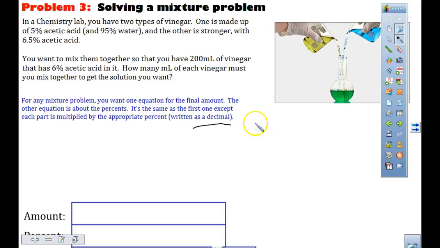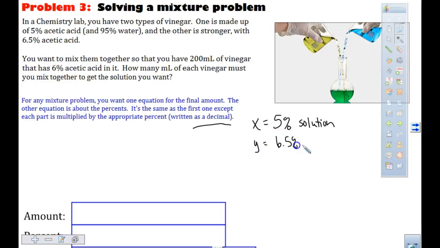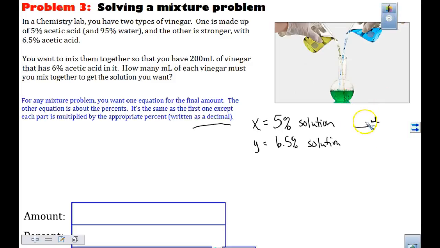So if I am thinking that x is going to be my variable, and I say x is the 5% solution, and I'm going to try and figure out how much of that 5% solution. So please write x equals 5%. Y is going to be our other percent that's acid, which was the 6.5% solution. And at the end, we need to know how many milliliters of each one we are working with, right? So our main goal is we need to find, oh, we're going to have this many milliliters of 5%, and we need to have this many milliliters of 6.5%.